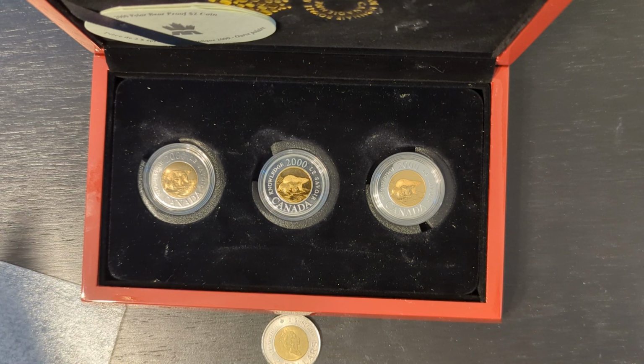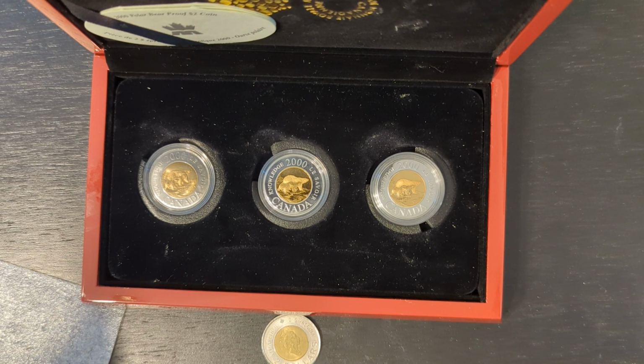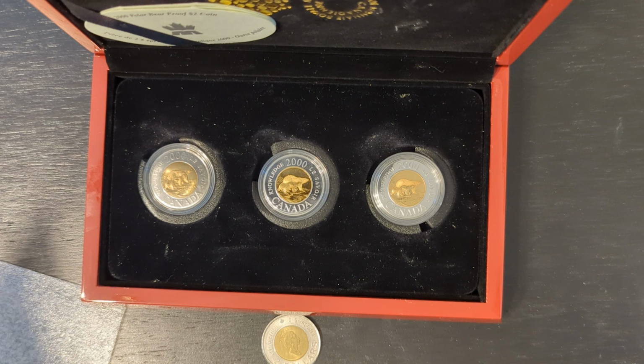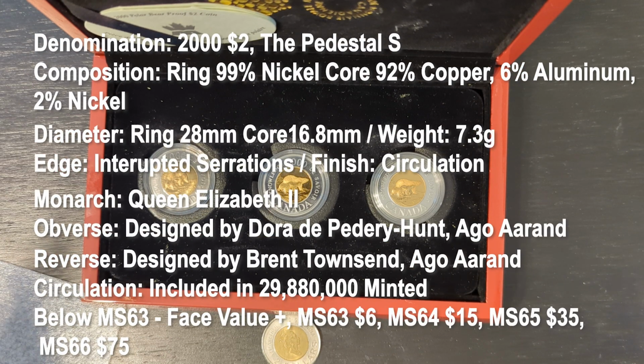The size of the pedestal can vary, but it's typically a noticeable raised blob at the bottom of the S. The shape is irregular and does not conform to the intended design of the letter. The Pedestal S error is uncommon, making it a desirable variety for error coin collectors. The value of this error coin depends on the prominence of the die chip and the overall condition of the coin.